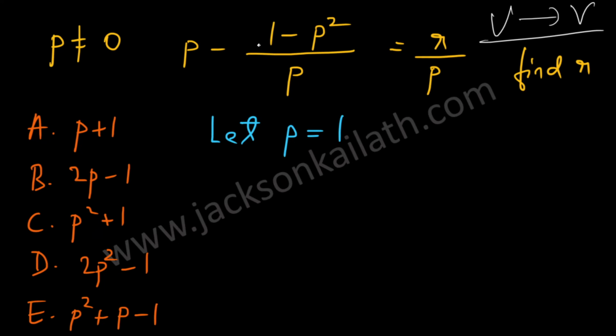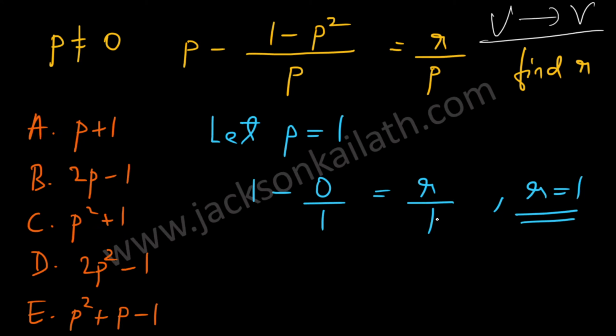Now, if p is equal to 1, let's put it over here. We get 1 minus (1 minus 1) by 1, right? So 1 minus 1 is 0. 1 minus 0 by 1 is equal to r by 1, right? So this is 1 itself. So r is equal to 1 when p is equal to 1. Now we are getting the value of r. These options are representing the value of r, right?